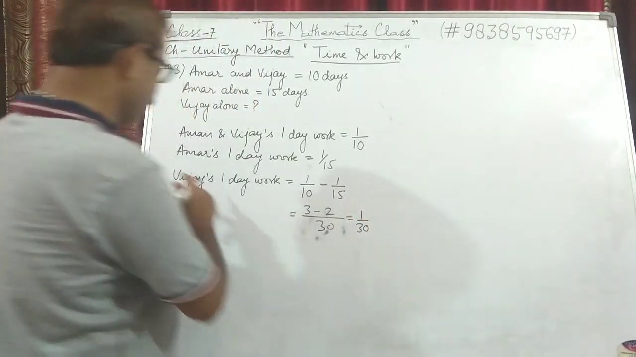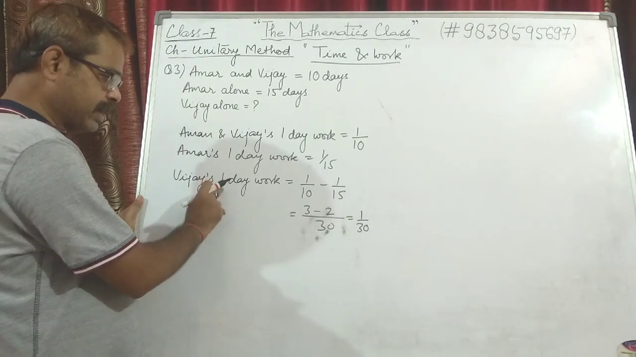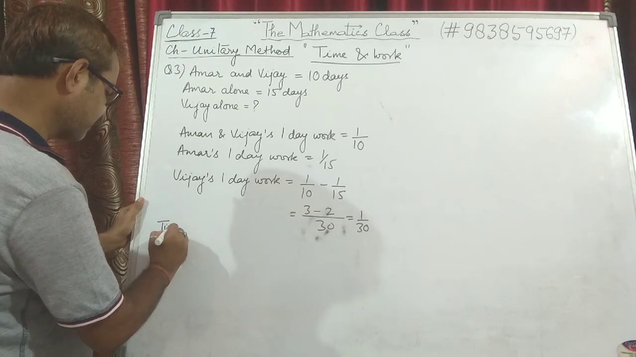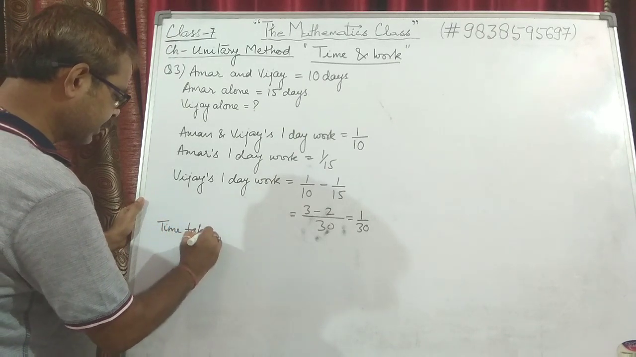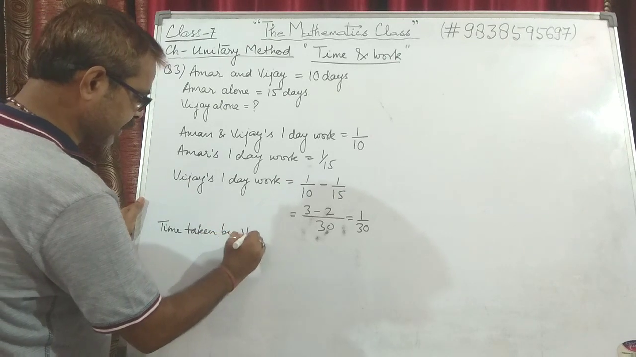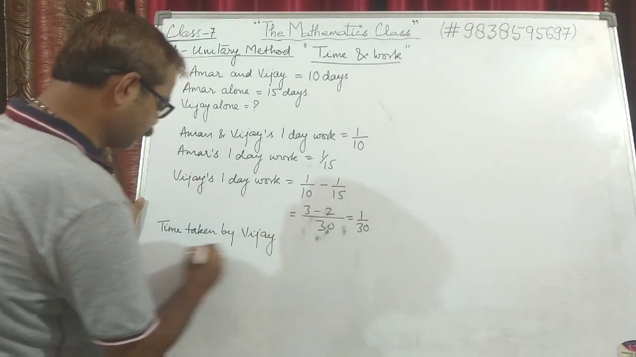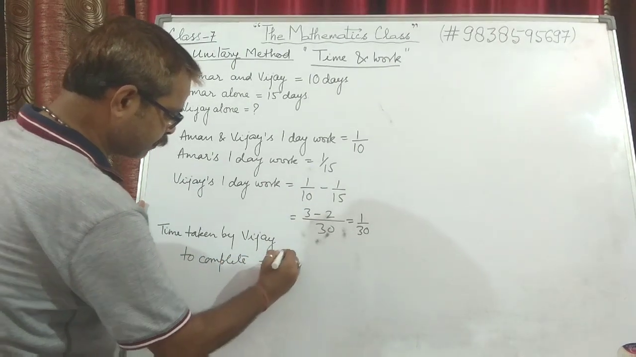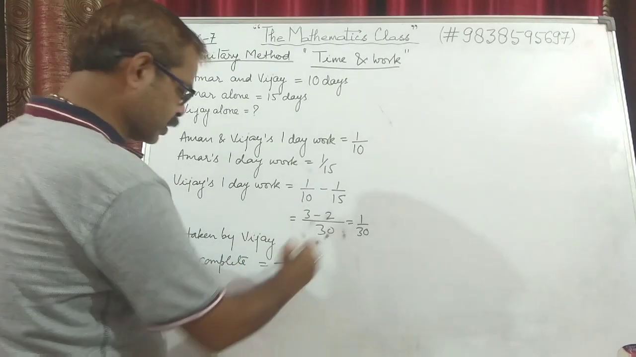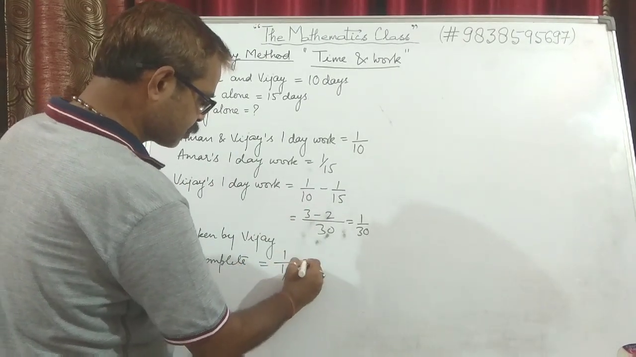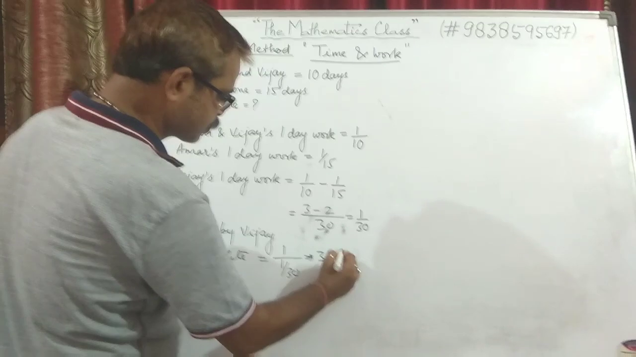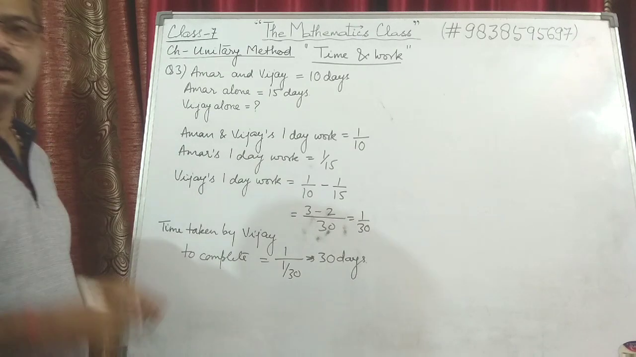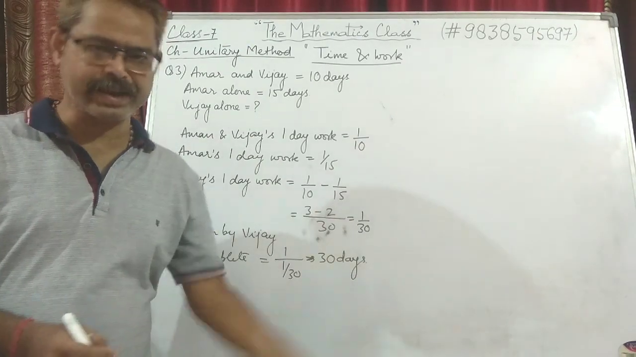1/30. Means Vijay can finish how much amount of work in 1 day? 1/30. So the time taken by Vijay to complete is 1 upon 1 day's work, that is 1/30. So this will become 30 days. So Vijay can complete the work in 30 days if he works alone. Now we move on to the next one.